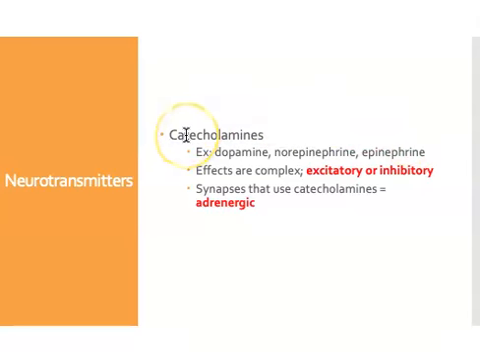Now, the catecholamine neurotransmitters are connected to each other because they're all made from one another. In other words, the dopamine is synthesized first from some other precursor molecules, and then neurons use dopamine to make norepinephrine, and then they use norepinephrine to make epinephrine. So all three of these neurotransmitters are closely related to each other in structure.